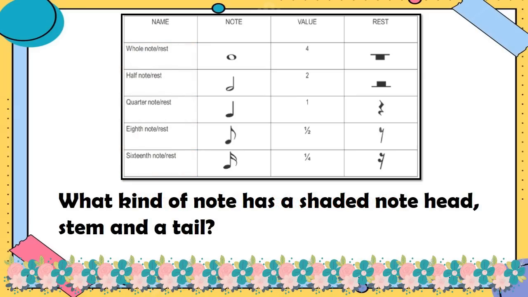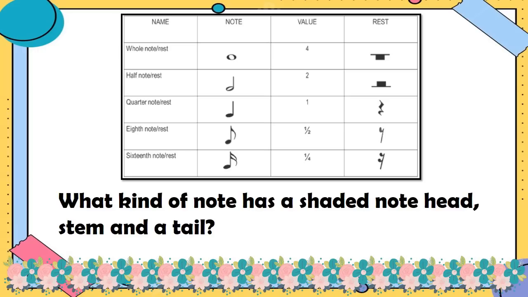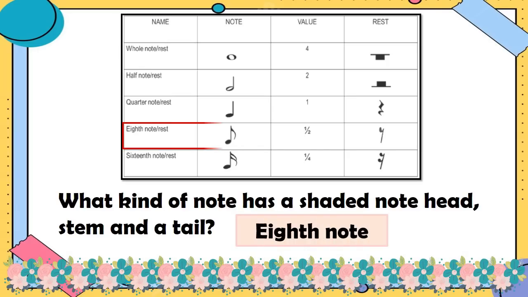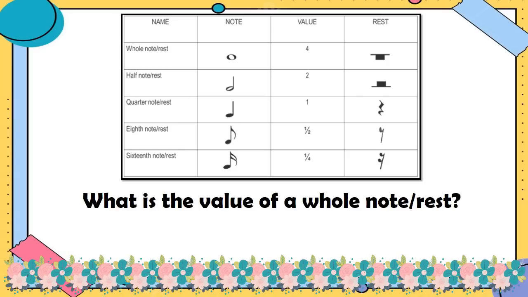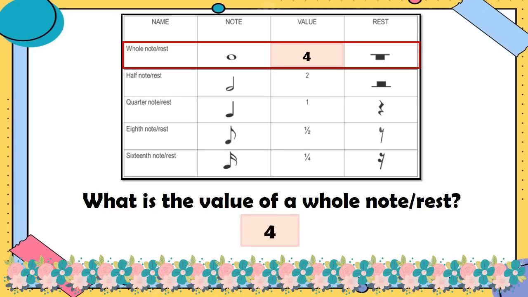What kind of note has a shaded note head, stem, and a tail? Look at the chart. Yes, this is the eighth note. What is the value of a whole note or rest? Yes, the value of a whole note and rest is 4 beats.